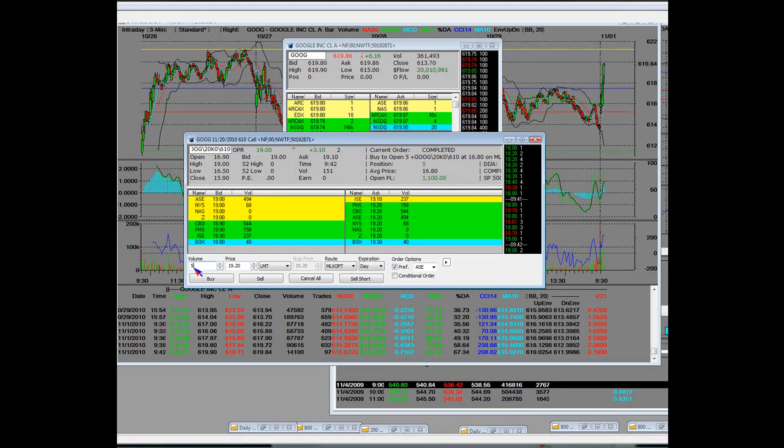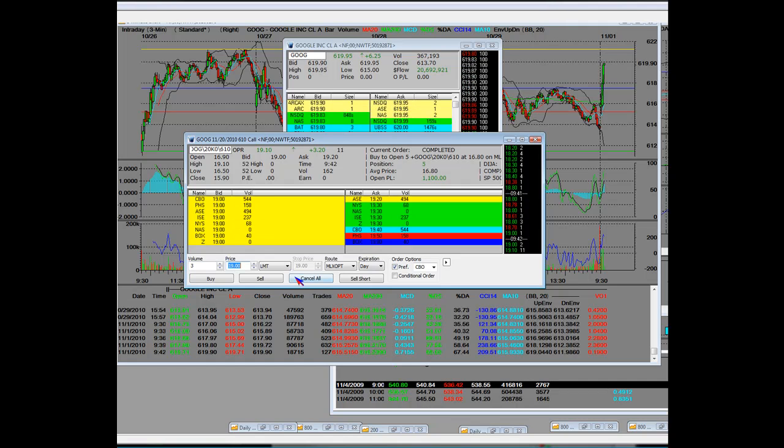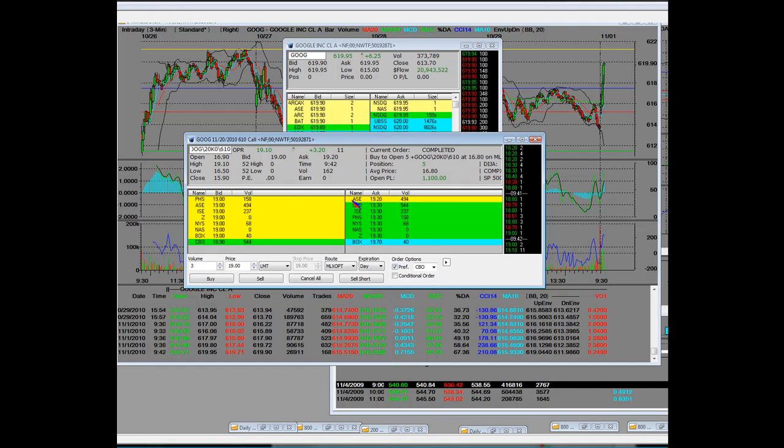MMTs, I am going to scale out of 3 contracts up at the highs. Here I'm going to sell 3, and I'm going to keep 2 on the opening bell. You can see that I'm going to sell it. Let's make sure, let's preference CBOE and sell 3 contracts. So let's hit sell, and let's take some money off the table.